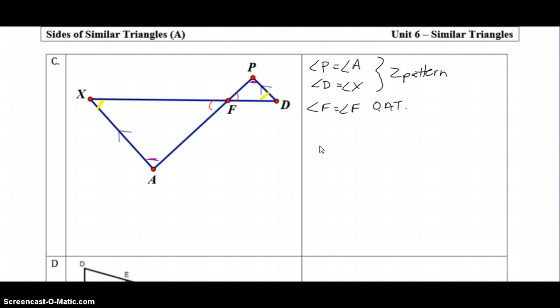So because we've proved that, therefore, triangle PDF, and I can do this real quick because I've got all three of the angles set up here, is similar to triangle AXF. And again, notice PDF are the three in the one triangle, so I put those ones first, and then AXF are in the second triangle, and I put those second, because of angle-angle similarity. Next one.